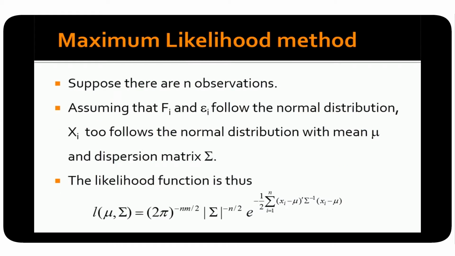Now let us look at the maximum likelihood method. For the maximum likelihood method, we assume that x follows the normal distribution. This is possible if both f and epsilon are jointly normal. So the likelihood function L of mu, sigma would be given by twice pi to the power of minus nm by 2, determinant of sigma to the power of minus n by 2, and then you have e to the power of minus half summation i equal to 1 to n, x i minus mu, sigma inverse, x i minus mu prime.